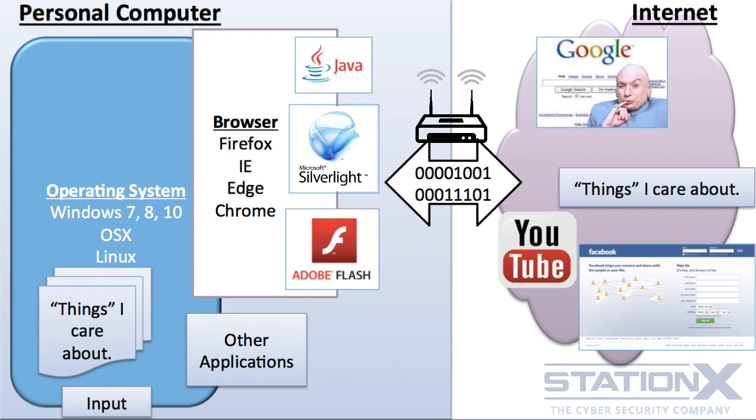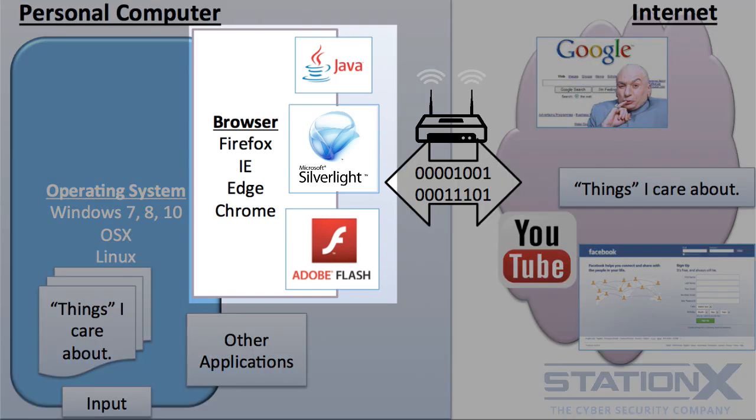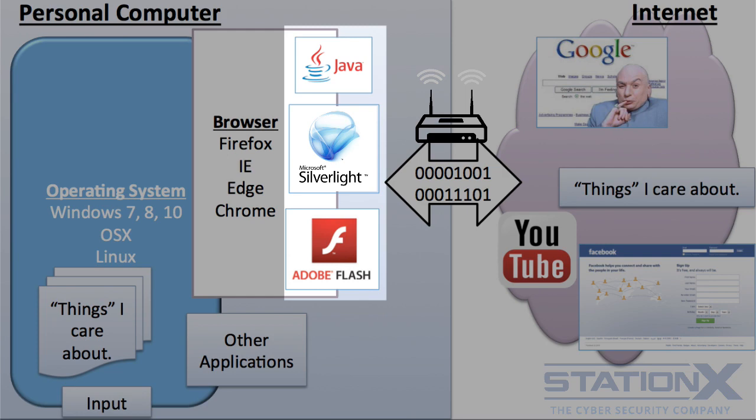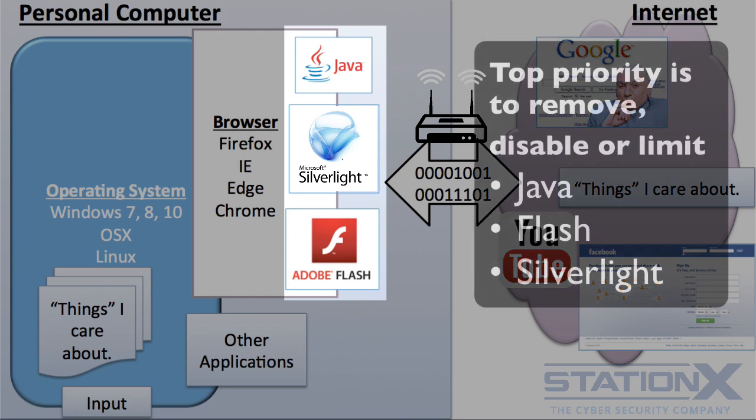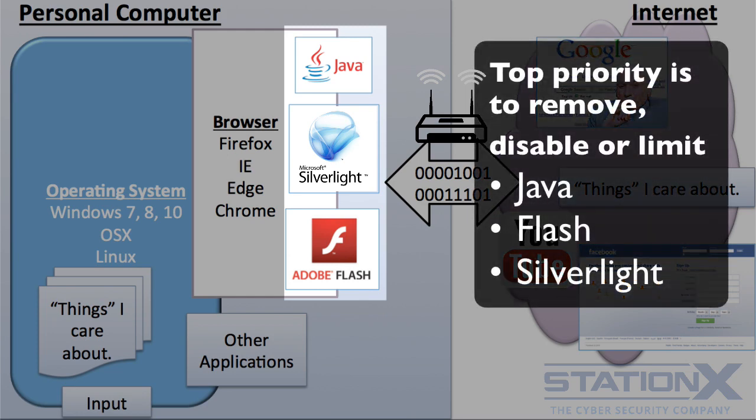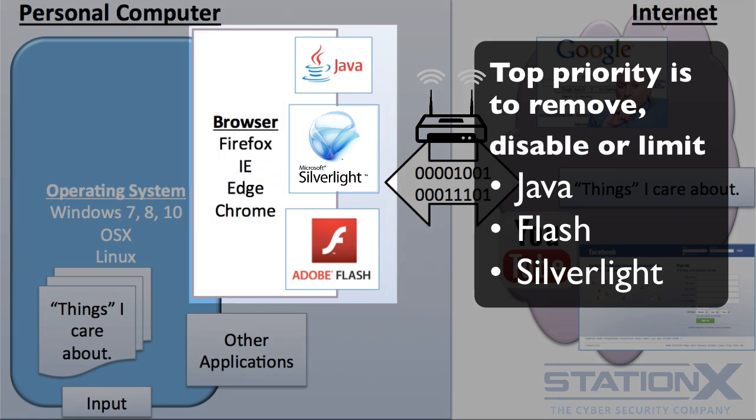Particularly, we want to reduce the attack surface for those things that directly interact with the internet, because those are most at risk. And those include things like your browsers, and particularly browser plugins and extensions. Top priority is to remove, disable, or limit Java, Flash, and Silverlight. Vulnerabilities are constantly being discovered for these. If you are a little late on patching, you could get caught. Or if you're super unlucky, you could get hit with a 0-day vulnerability in any of these.